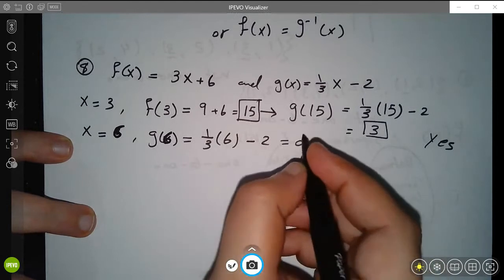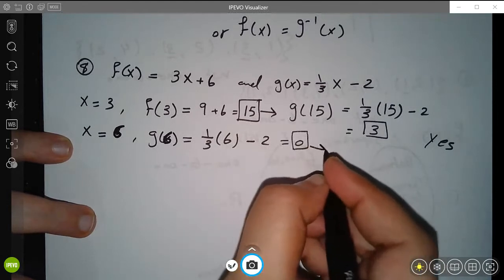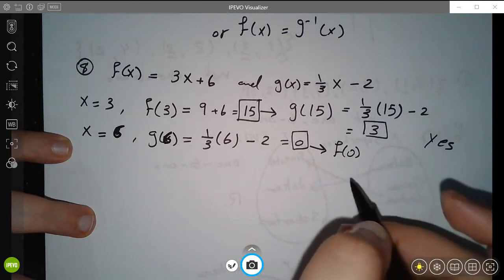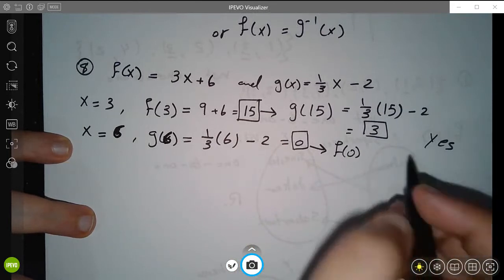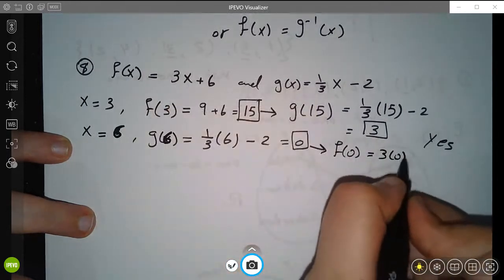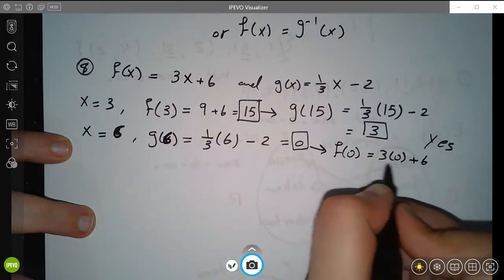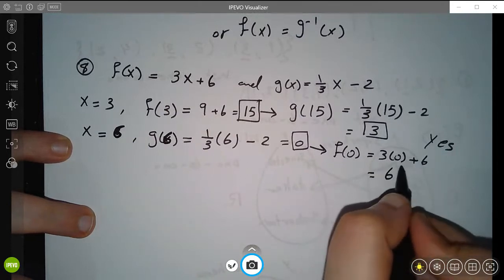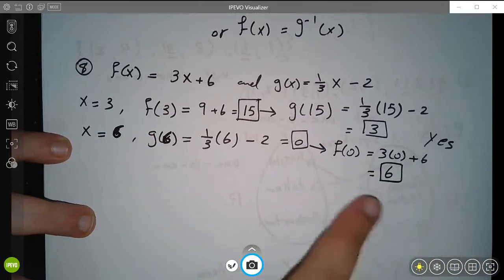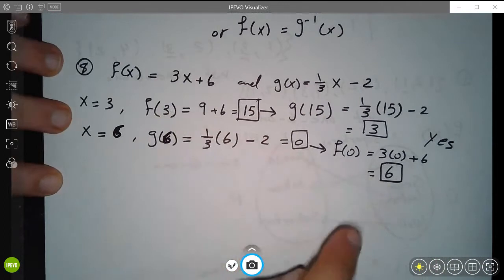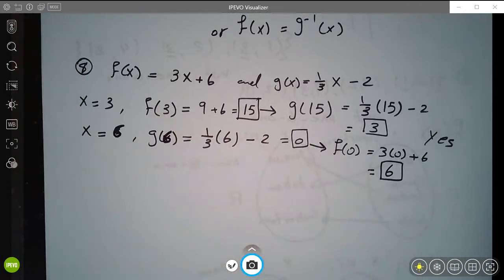Now, since the answer I got is 0, that's what I'm going to plug into f. F of 0, and the answer should be 6. So we have 3 times 0 plus 6. 3 times 0 is still 0, and plus 6, that makes it 6. Answer 6, the same number we started with. See that? It doesn't matter which direction you take, it will give you the same result.